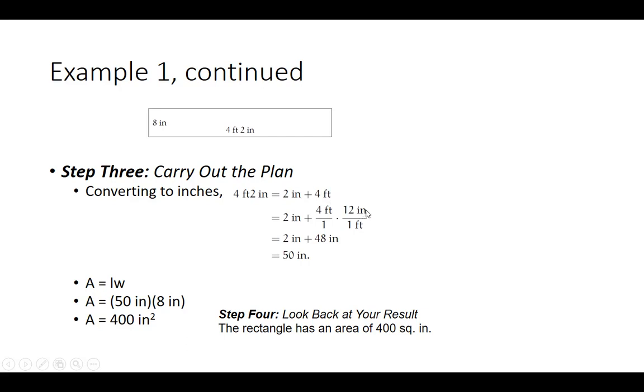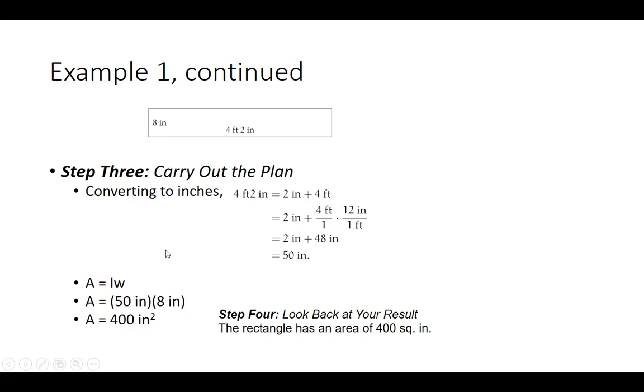So we multiply by 12 inches per 1 foot, because feet on the bottom will cancel feet on the top. Inches on the top will leave us in inches. 4 divided by 1 times 12 divided by 1 gives us 48 inches. Plus the 2 inches we already had gives us 50 inches. So the length is 50 inches.